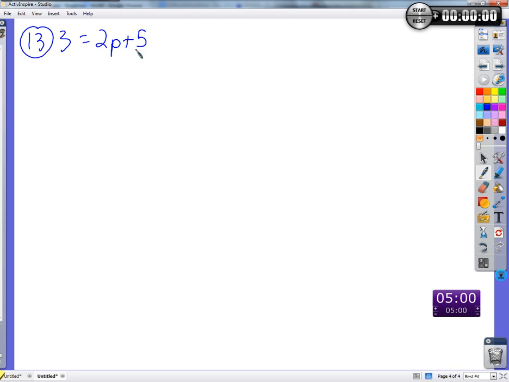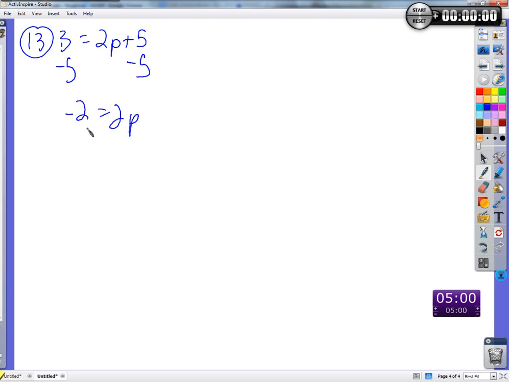So what's the first thing we're going to do? Subtract 5 from both sides. And what's 3 minus 5? Negative 2. The thing we have to be careful about, I have seen 3 and 5 and then 8.